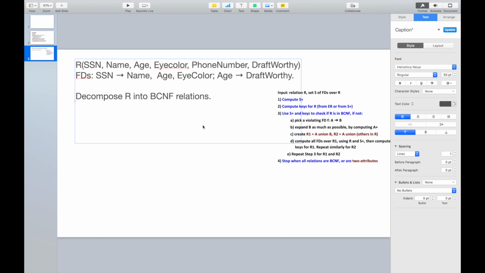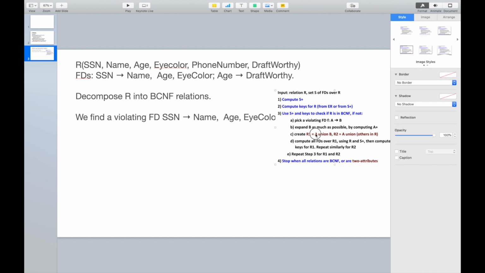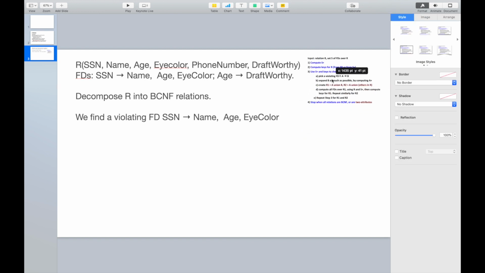We will do the decomposition according to this algorithm. You can compute the S closure by yourself, as well as the keys for the relation. We will demonstrate step 3 on this page. Given the relation as well as the FDs, we can find a violating FD, which is SSN implies name, age, and icon. We say this one is violating because SSN is not a key for the relation, and then we can say this relation is not in the BC normal form.